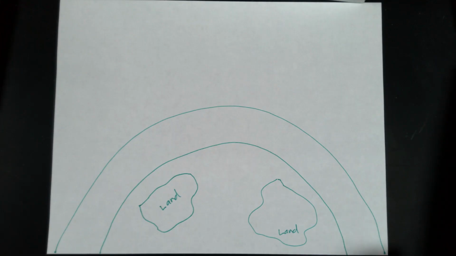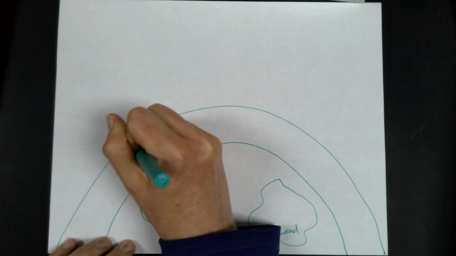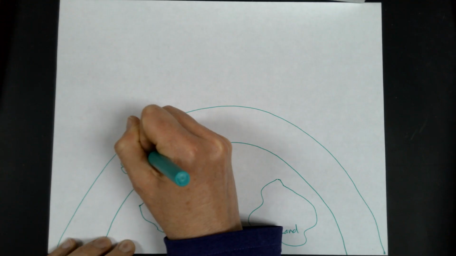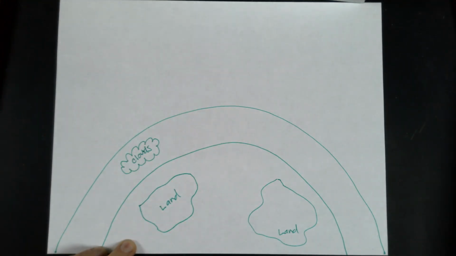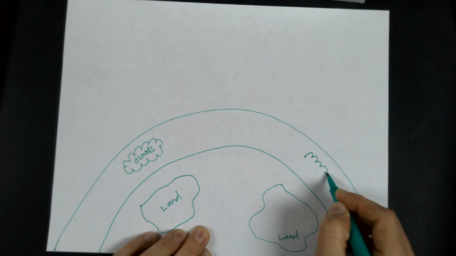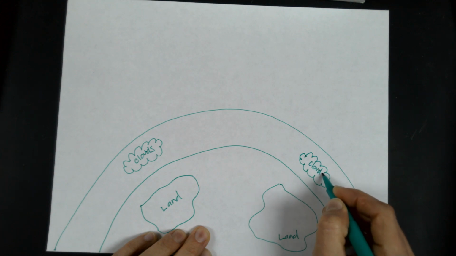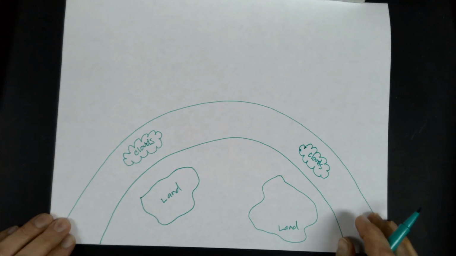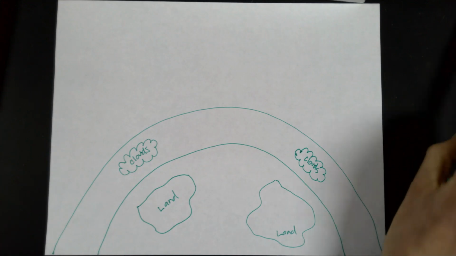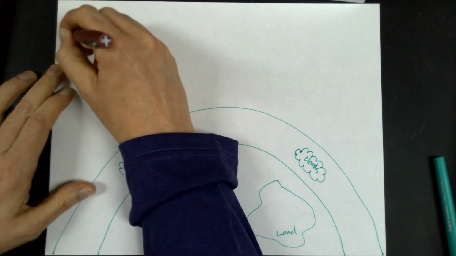And then let's add some clouds to our sky, because, you know, why not? So here's some nice fluffy clouds. Okay. And we'll do some more clouds over here. Okay. So we have land and we have clouds. And then we're also going to need the sun. So let's put the sun over here.